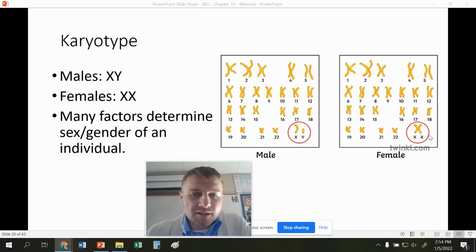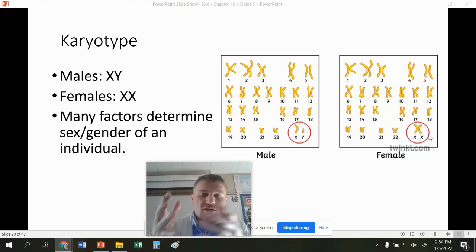Now, it's important to understand, though, that with these sex chromosomes, there are a lot of different factors that go into determining the sex and the gender of an individual. We don't dive into that deeply here, but I do want to show you that males are XY and females are XX, but those are not the only two combinations of sex chromosomes. We're going to talk a little bit later on about something called nondisjunction and how there can be variations of this. Most of the time, though, females appear with XX chromosomes and males appear with XY chromosomes. But again, there's a lot more to this than just black and white, males having XY and females having XX.